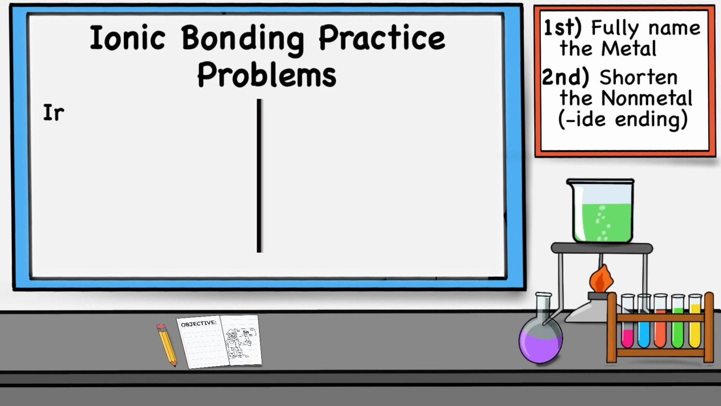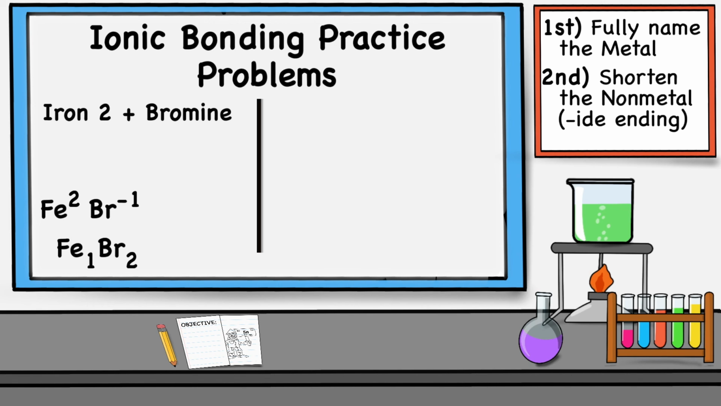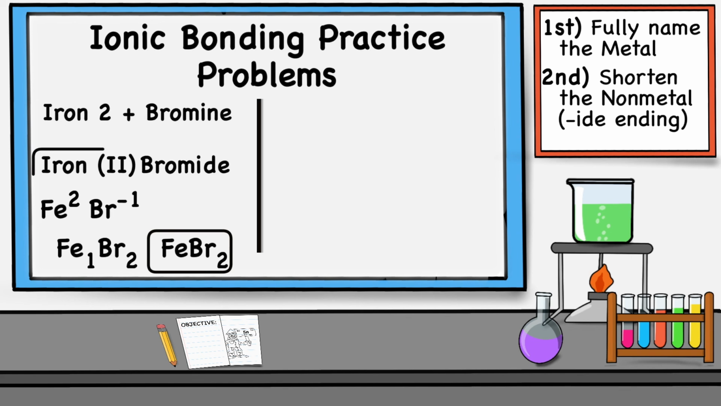So let's say we have iron 2 and bromine. Well, first thing we're going to write is our iron, Fe, and then it has a 2 oxidation state, so we're going to put a 2 as a superscript. Then we also have bromine, so Br. Well, bromine's oxidation is a -1. So we cross these now, and we get Fe1Br2. We don't have to state the 1, so it'd be FeBr2, which is iron 2 bromide.